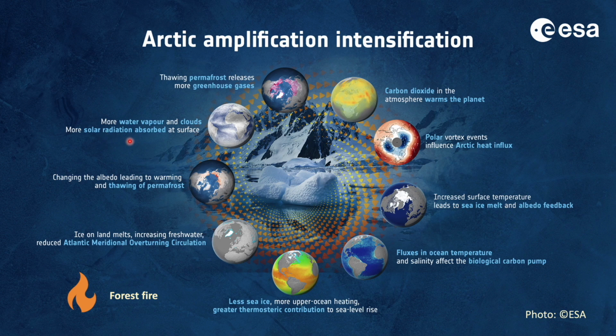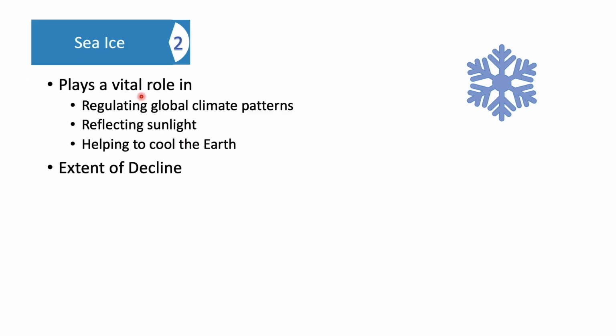So more water vapor because of the evaporation and the clouds leads to more solar radiation absorption at the surface. So this is also a positive feedback. Ice is melting, which produces water. The water evaporates, that actually traps more sunlight. So this is a vicious cycle due to which the Arctic ice is melting at a much faster rate. And the next one is the sea ice.